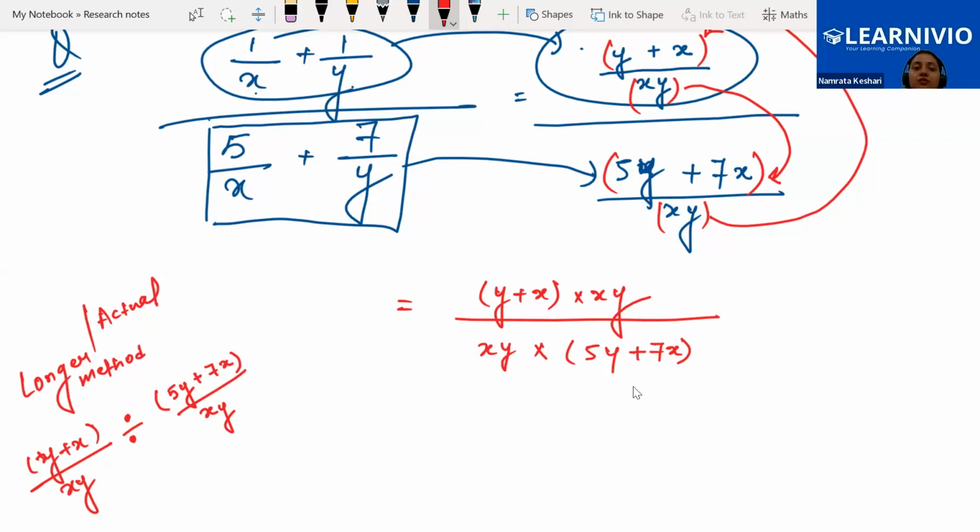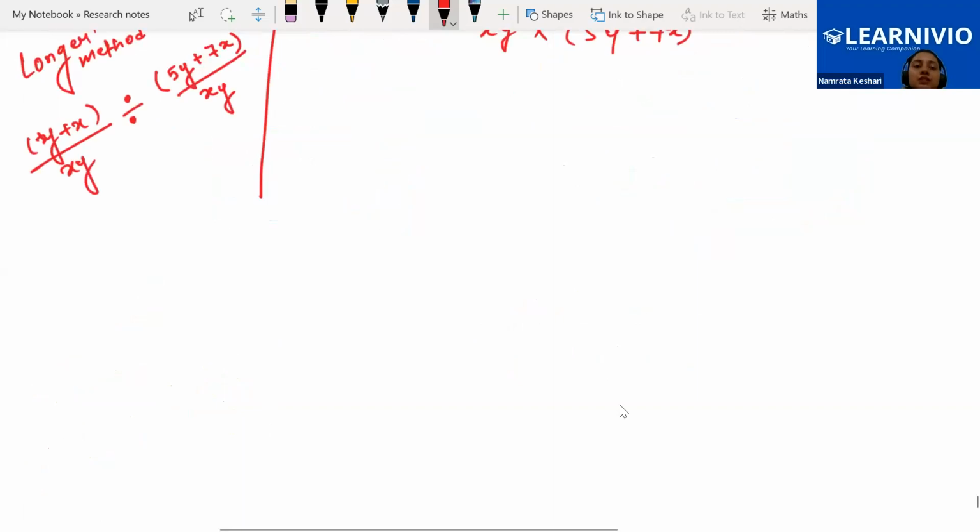Now there is a rule in the fraction chapter which says that we can convert this division sign into a multiplication sign, but at the same time we have to take the reciprocal of the very next fraction. So for this 5y plus 7x by xy, we take the exact reciprocal. That means the numerator will become the denominator, and the denominator will become the numerator. Why are we doing so? Because we converted the division sign to a multiplication sign, so at the same time we have to reverse this fraction. So it will become this.